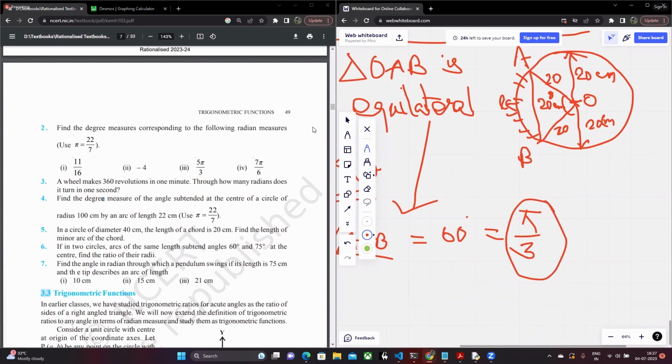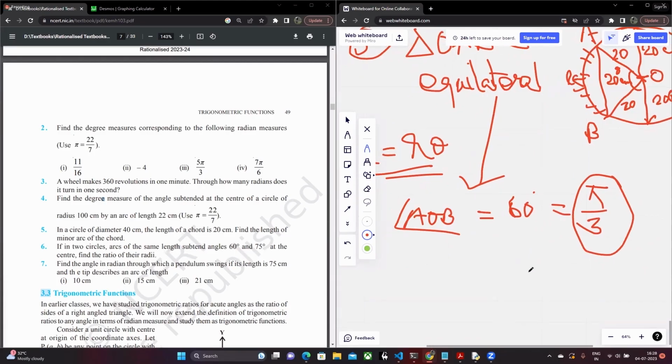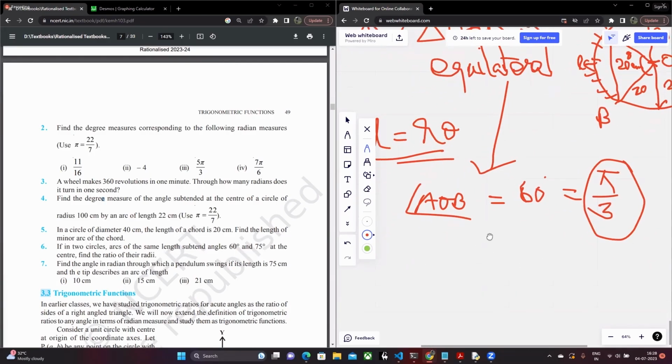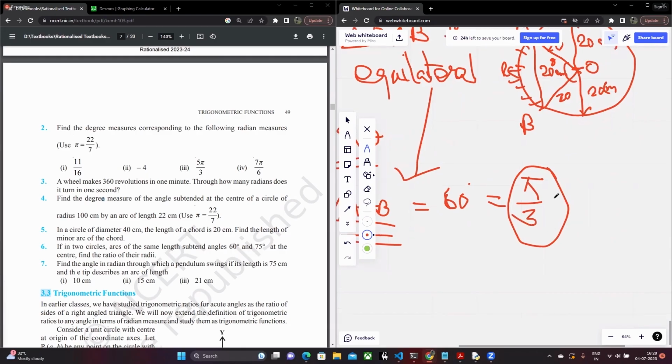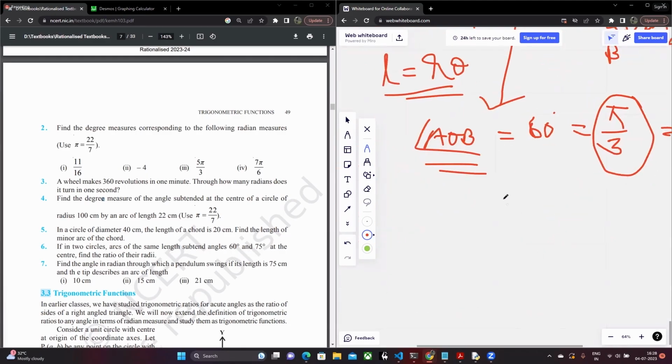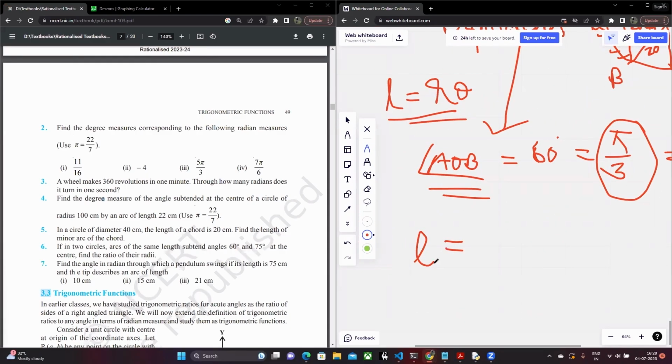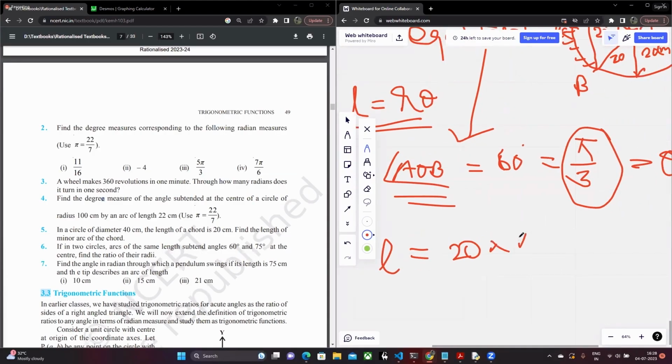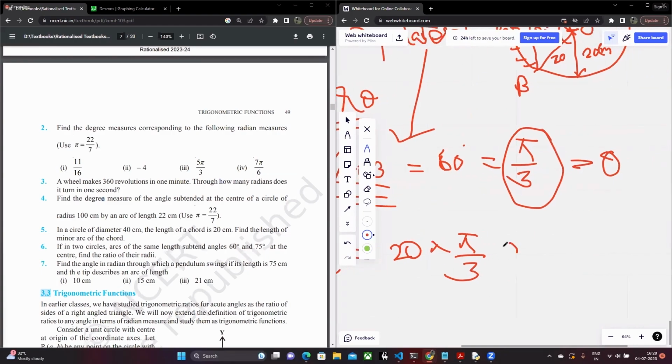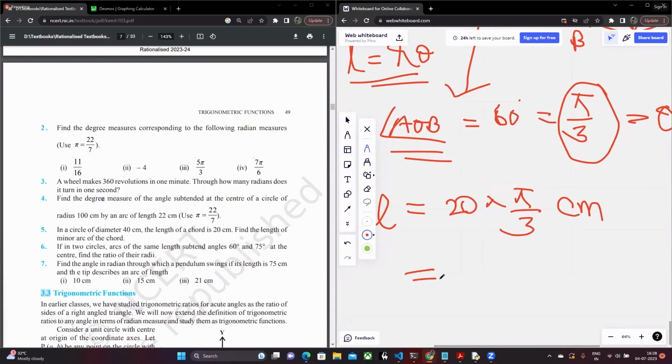From the table mentioned above, directly taking the values for that, instead of using the formula. That's another step, which I don't want to do. So since angle AOB is pi by 3, this is theta. Therefore, length of the arc AB, L, is going to be 20 centimeters into pi by 3. This is centimeters. This is basically 20 by 3 pi centimeters, which you can leave as such, no issues.